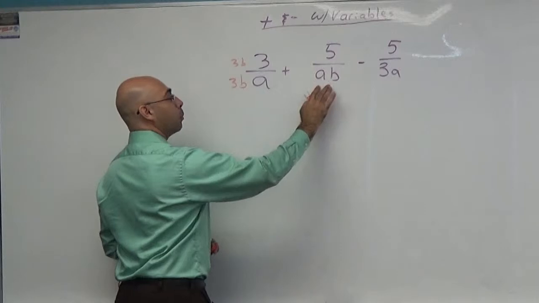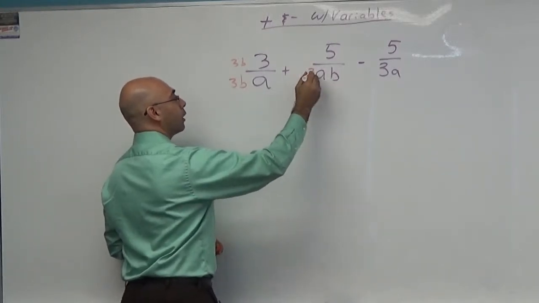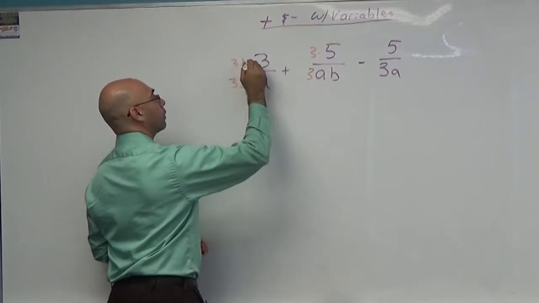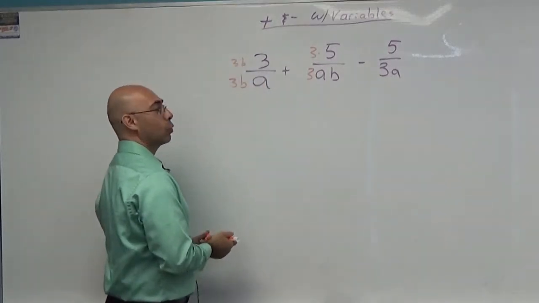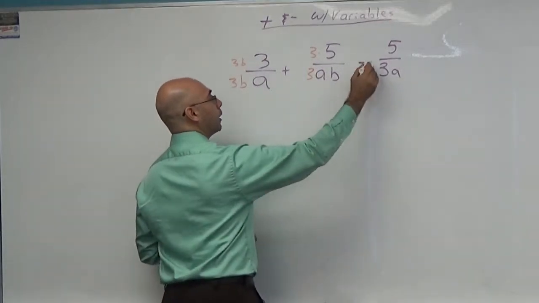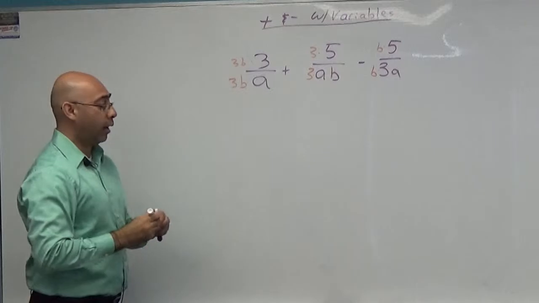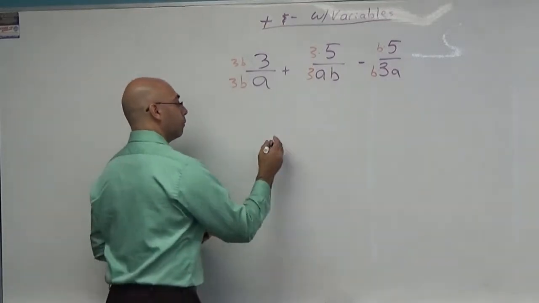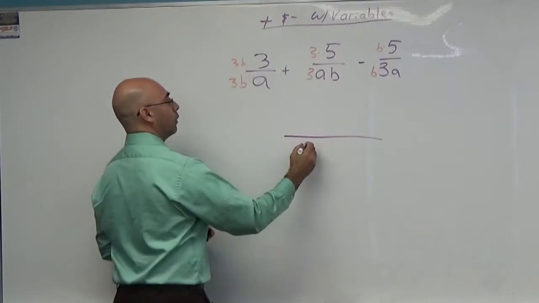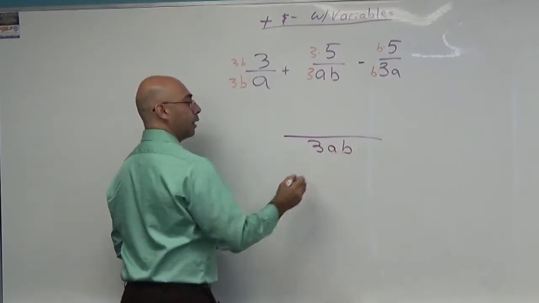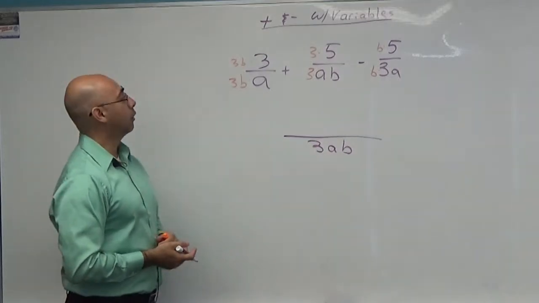This has an A and a B, but it doesn't have a 3. So what do I multiply by? 3. Put the dots there. This has a 3 in the A, but it doesn't have the B. So what do I multiply by? B. And now I have my common denominator. It's all going to be, and I'll write it all under one fraction, 3AB. Put your number first and then the letters in alphabetical order.